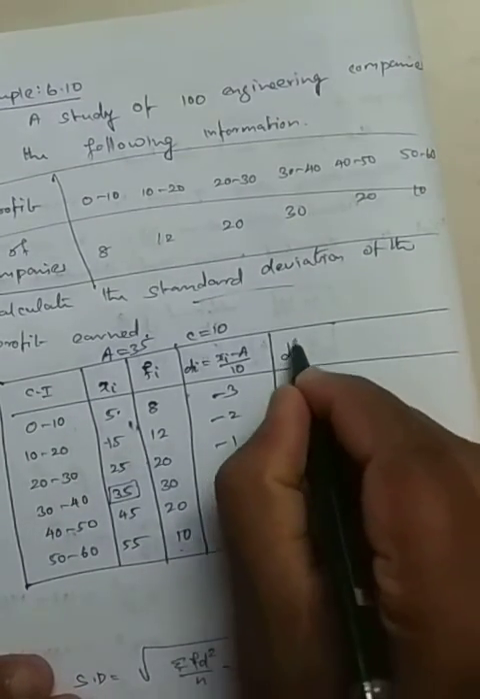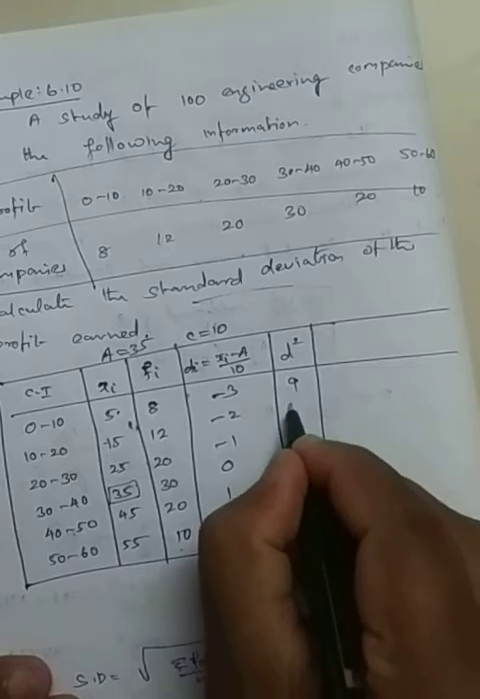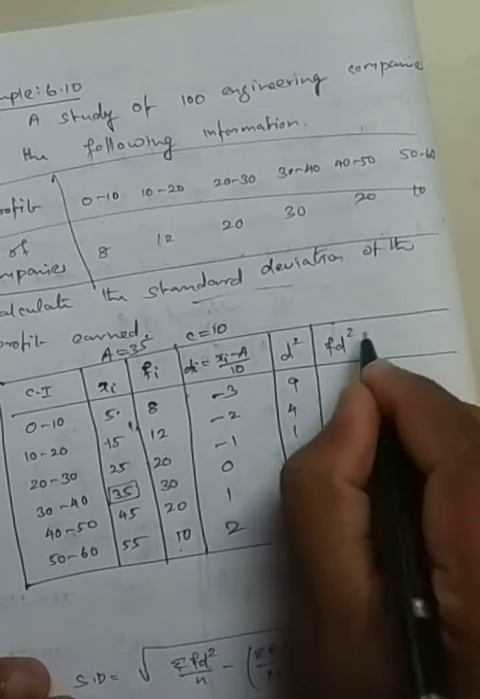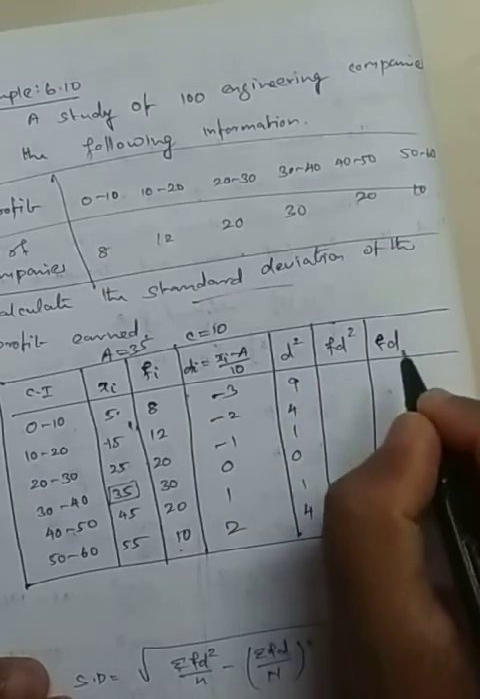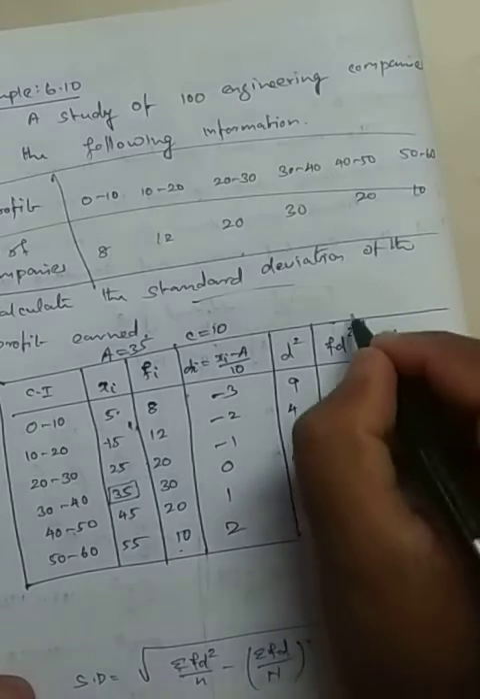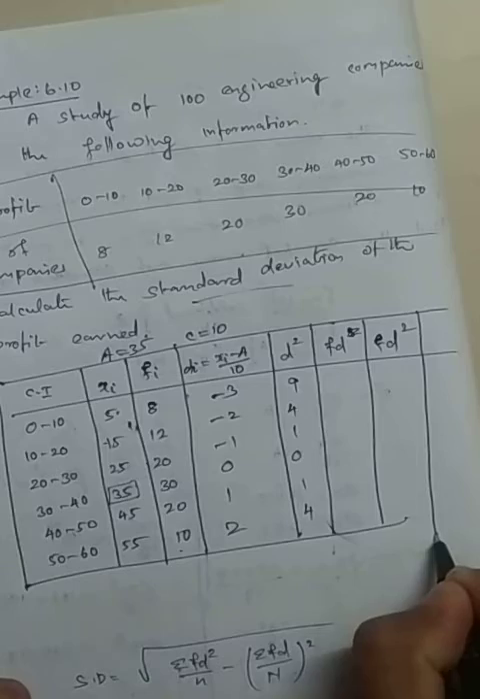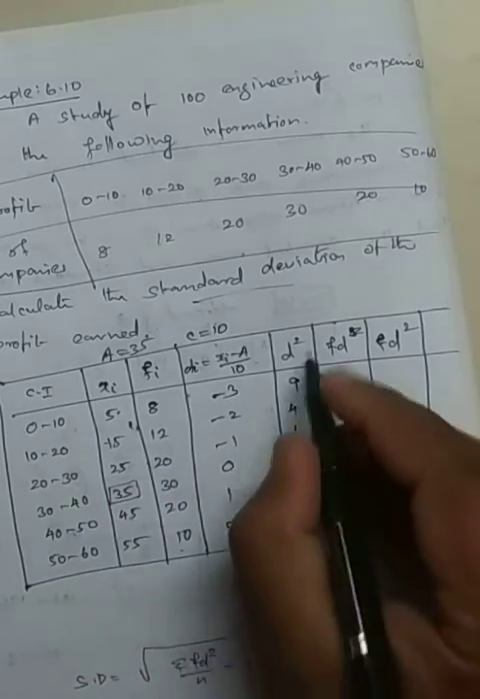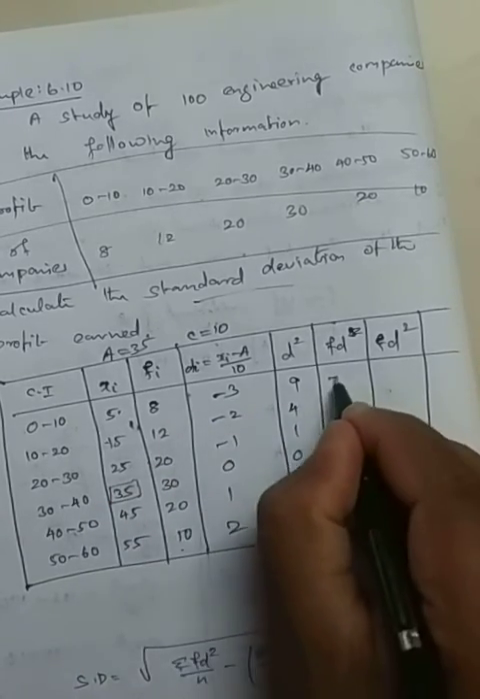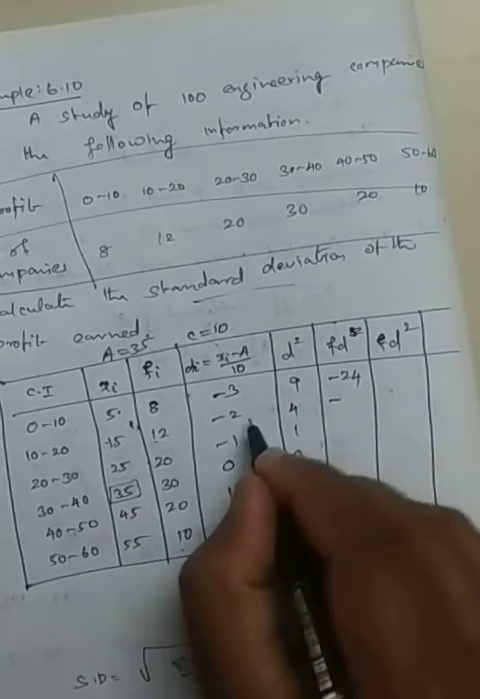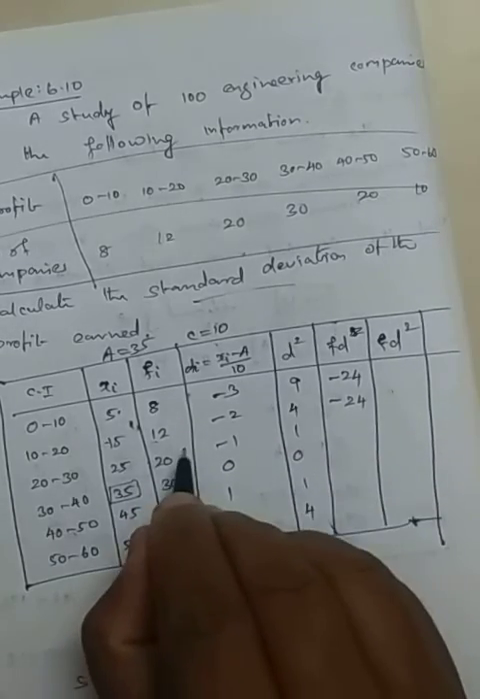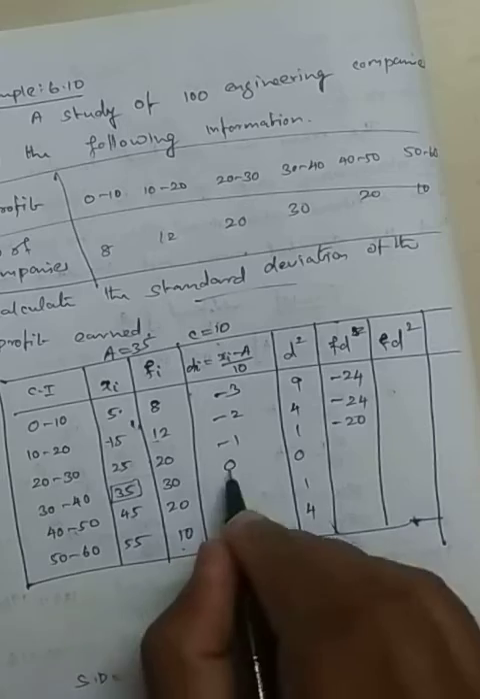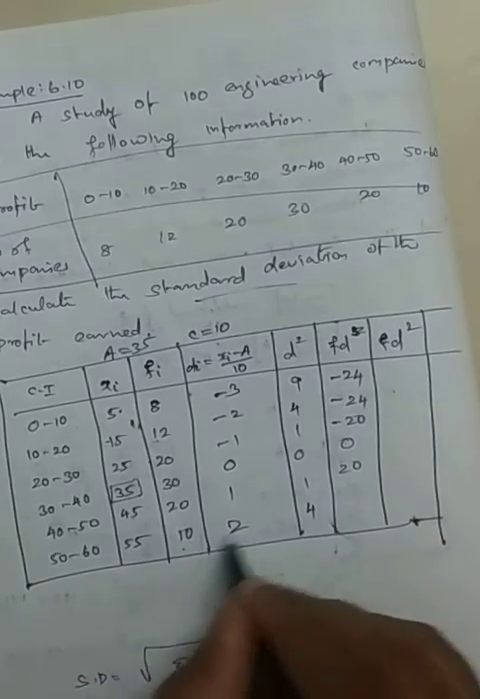Now d square we will find. So d square: minus 3 squared is 9, 4, 1, 0, 1 and 4. Now fd square, and then we need to find fd. Our wish, we can do fd first and fd square second also, it's not an issue. fd is what? 8 and this 3. So 8 into minus 3, 8 threes are 24, plus into minus is minus 24. And 12 twos are 24, minus. Next one, 20 into minus 1 is minus 20. 30 into 0 is 0. 20 ones are 20 and 10 twos are 20 will come.